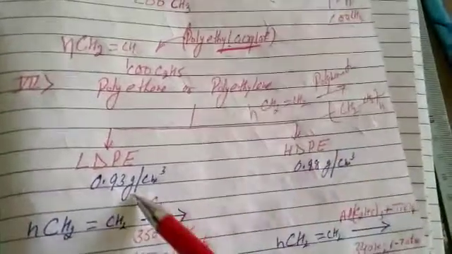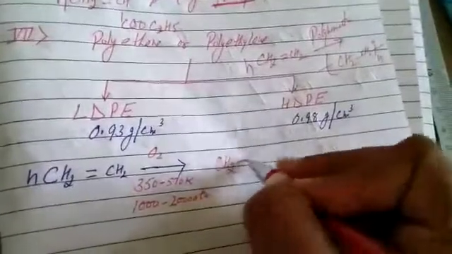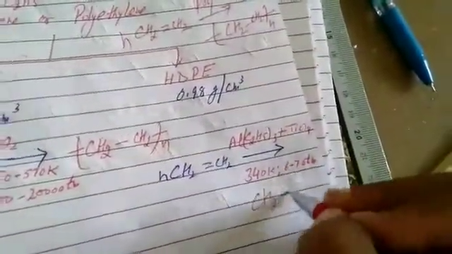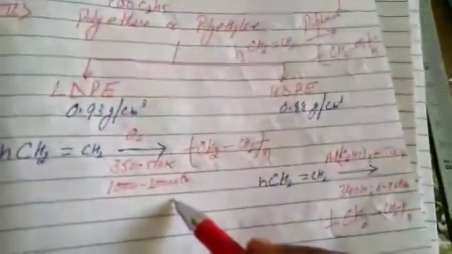Low density polyethene or low density polyethylene, and second, high density polyethene or high density polyethylene. That's the difference in their density. One has the density 0.93 gram per centimeter cube and the other has 0.98, so it is called high density polyethylene. Equation is similar, students. We go for the polymerization of ethene n times. We got polyethylene. But the reaction conditions are different.